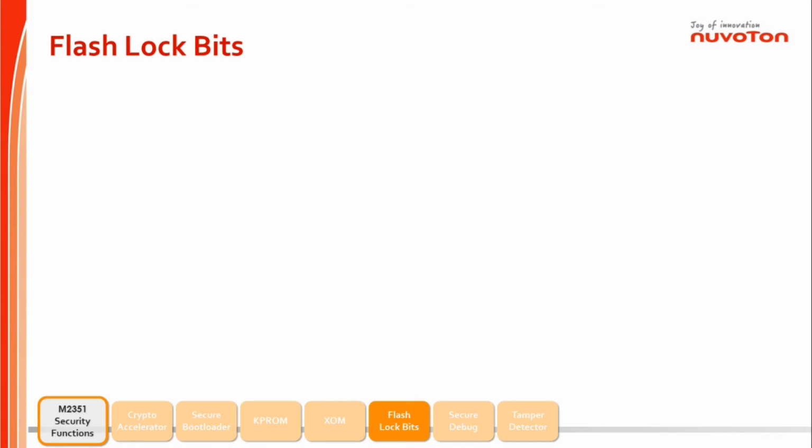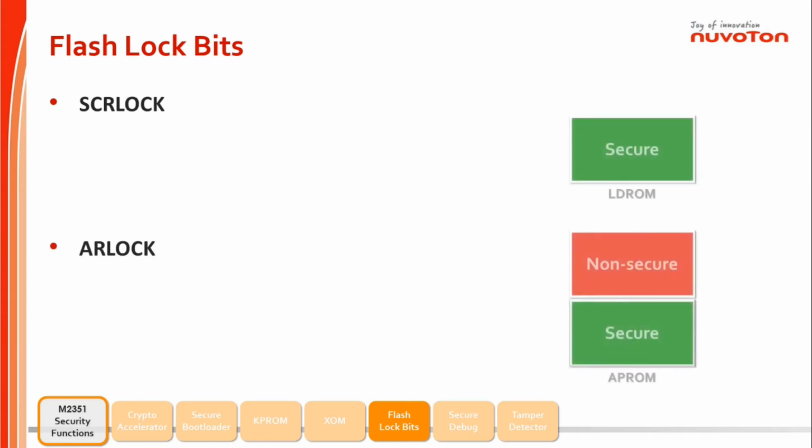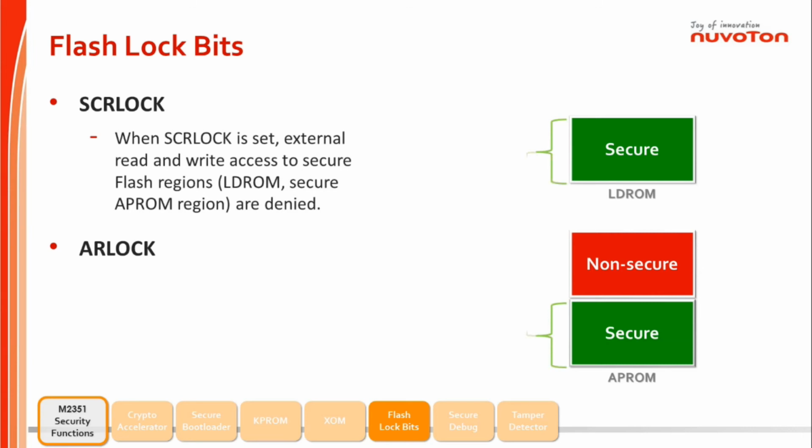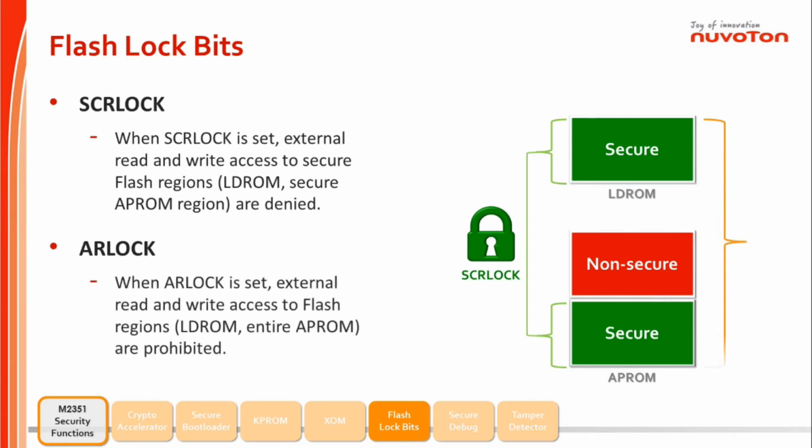The M2351 has two flash locks, the SCR lock and AR lock. If SCR lock is set, external read and write access to LD-ROM or secure AP-ROM regions are prohibited. That means user is unable to copy or update secure code through the debug interface when SCR lock is set. If AR lock is set, external read and write access to entire flash memory are prohibited.